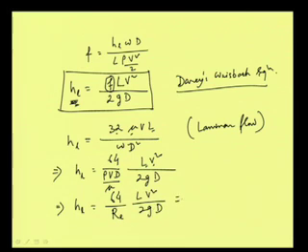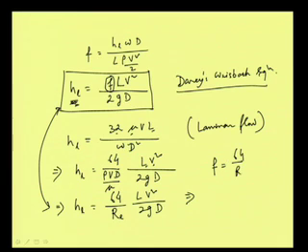Now, if we just compare this equation and that equation, then what will we find? This implies that F is replaced by 64 by Re. So, in laminar flow we get that the friction factor is equal to 64 by Re, that is, the friction factor is inversely proportional to the Re.